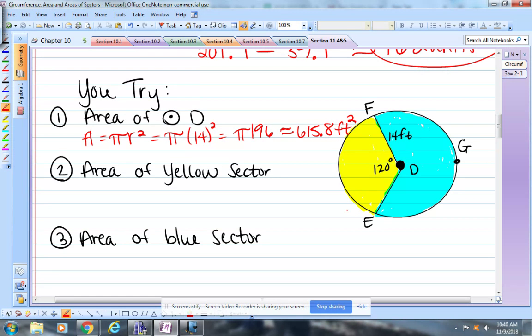So did y'all get something close to that for the area of the whole circle? Everybody? Y'all been finding the area of the circle for a long time. I know you did it in 8th grade. Right? This is part of the 8th grade curriculum.